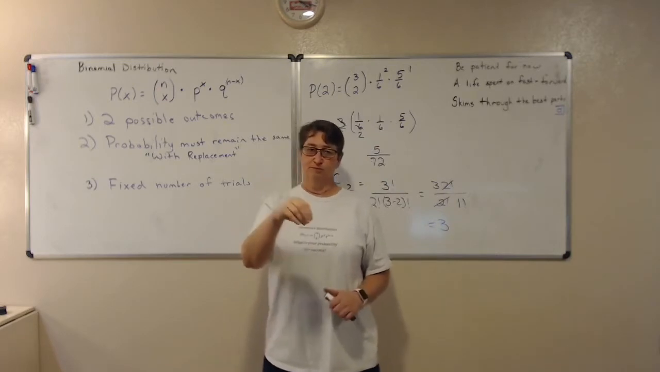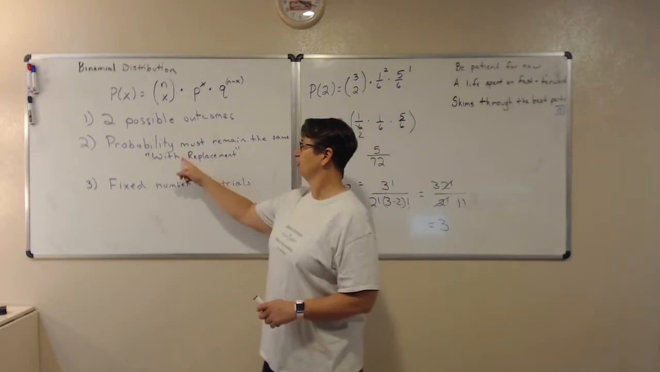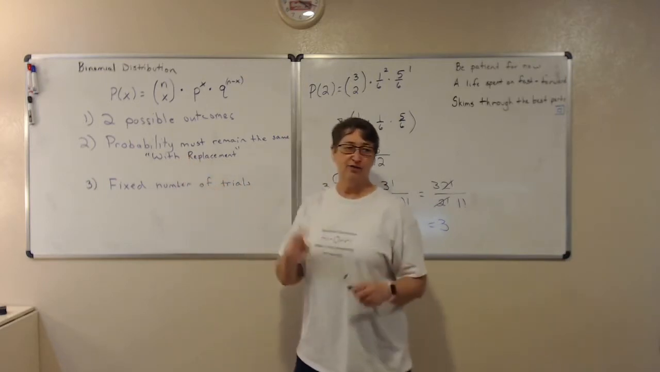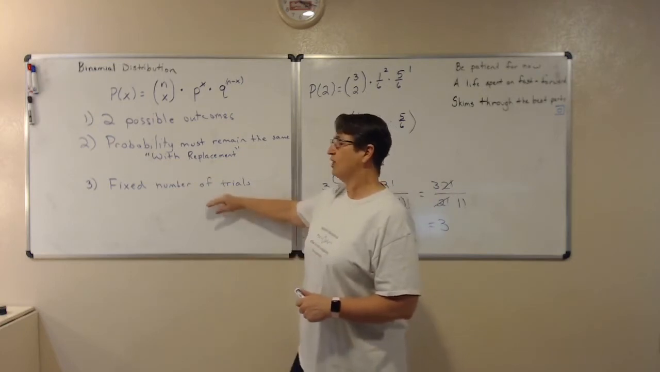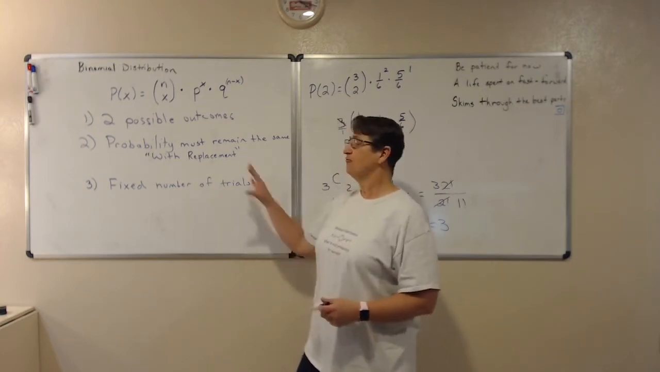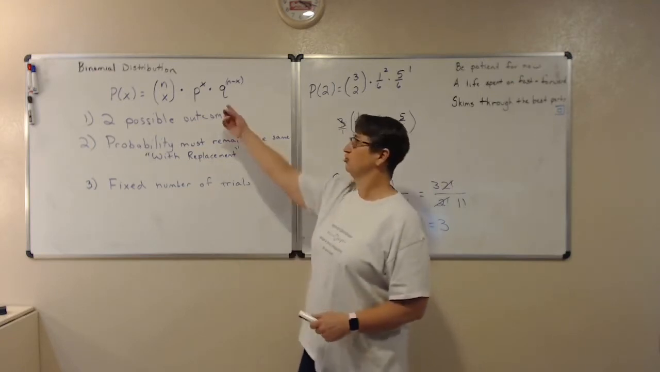Each one of your trials must be independent, and so therefore the probability must remain the same. Or you can kind of think of it as with replacement. And then we have a fixed number of trials on each one of these. If we have that set up, then we can use a binomial distribution. We can use this formula.